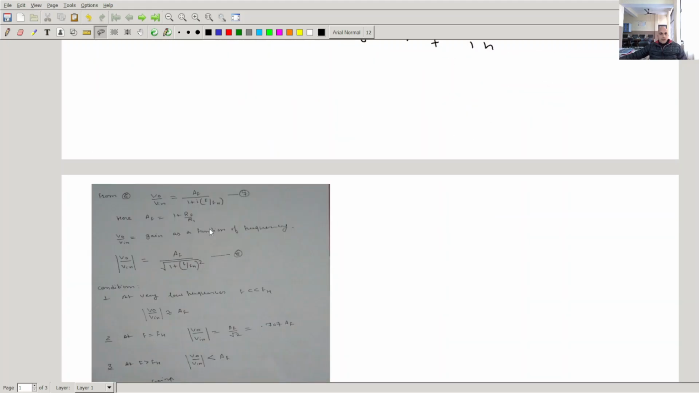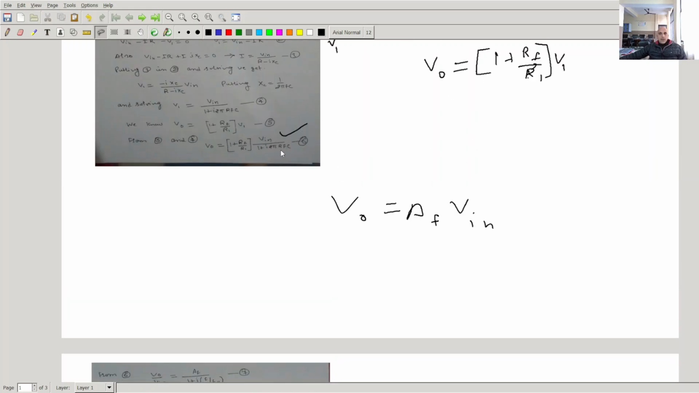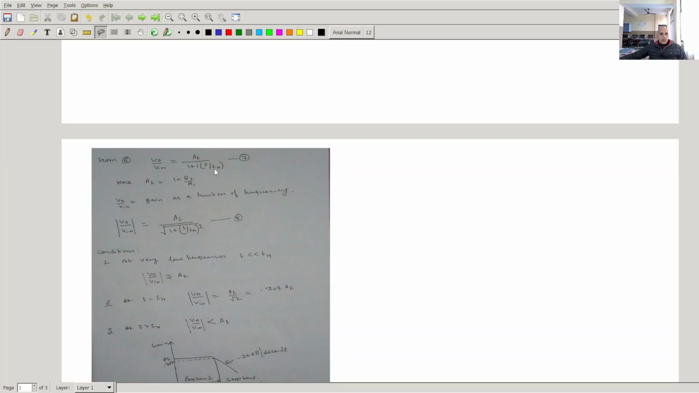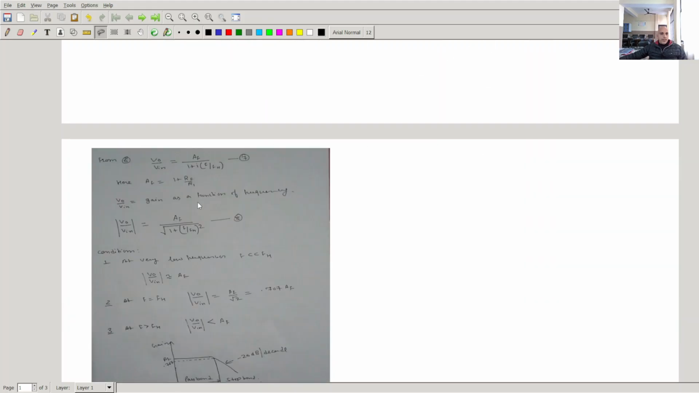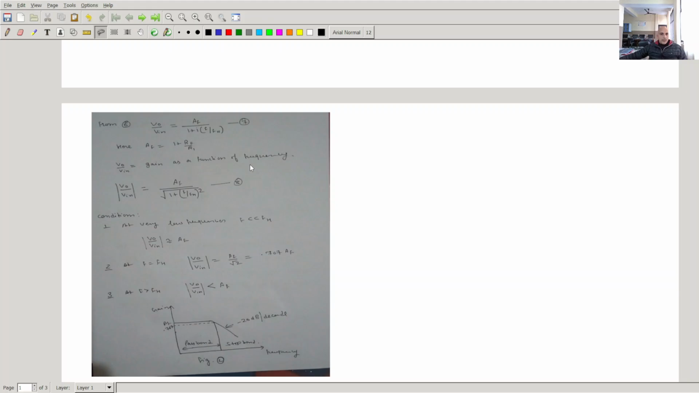2 pi RFC. So I have taken it as AF upon 1 plus iota F upon FH. Now FH is equal to, I have put the value of FH. FH is 1 upon 2 pi RC, right? So that will give us this expression. If I put 1 upon 2 pi RC, then if you take it here, the same thing will appear here. So V output upon V input is equal to gain as a function of frequency.